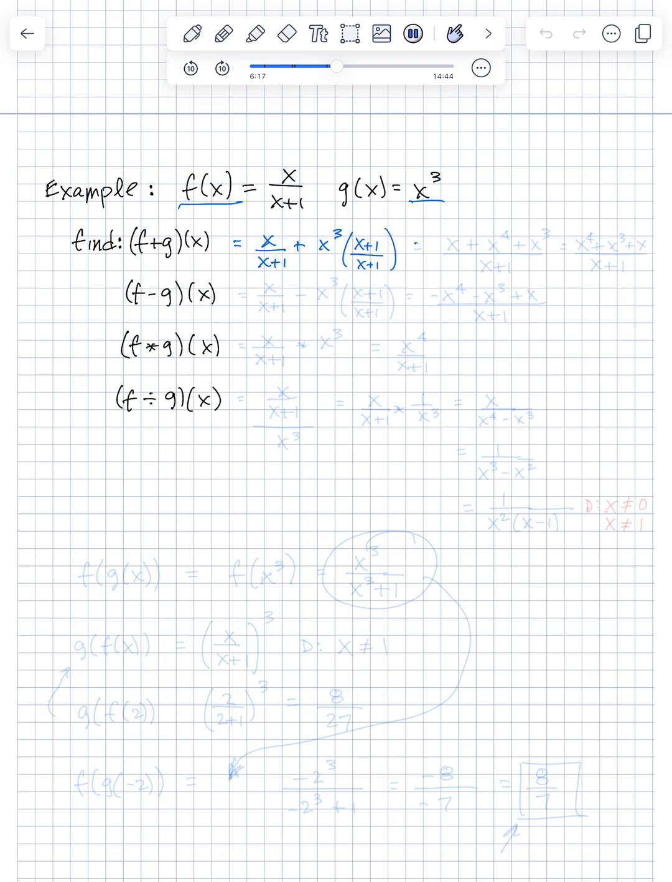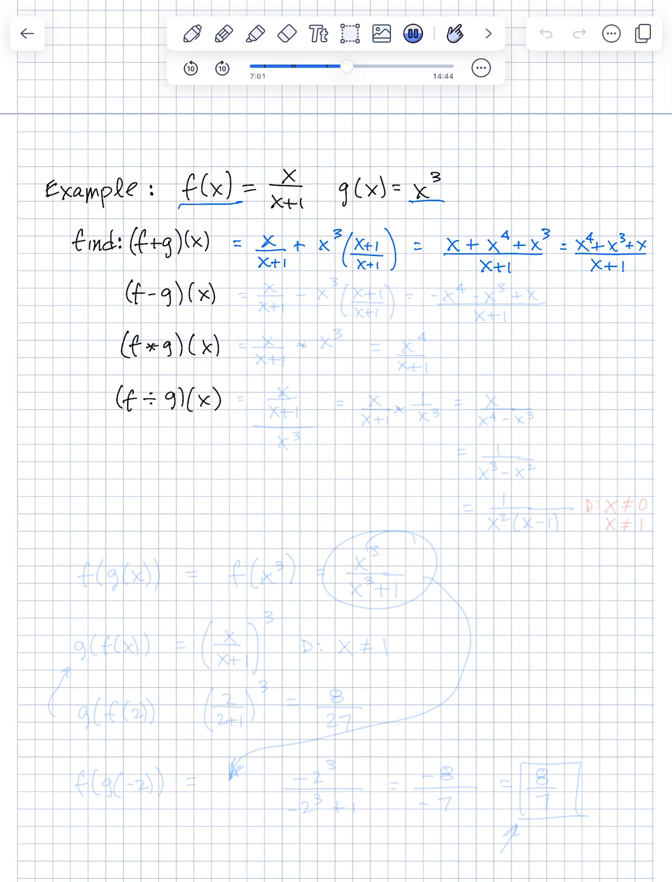plus 1. So then our numerator is then x plus, I would distribute x cubed times x is x to the fourth. X cubed times 1 is x cubed. Common denominator, x plus 1. And we could clean this up by having descending exponents. So it'd be x to the fourth plus x cubed plus x over x plus 1.